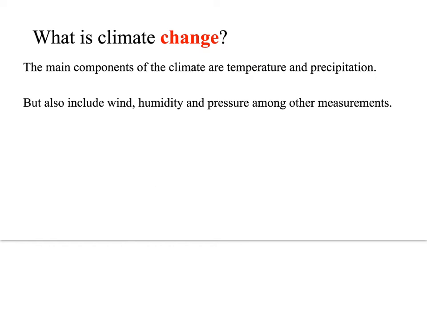So we should know that the climate is what we would expect the weather to be like at a particular place at a particular time of year, based upon historic data, so usually an average taken over 30 years. And the main components, and components just means parts, so the main parts of the climate we usually look at and think about are temperature and precipitation. Precipitation being rainfall, snow, sleet, hail, and so on. But we can also include things such as the wind speed, humidity, and pressure as well when we talk about climate.